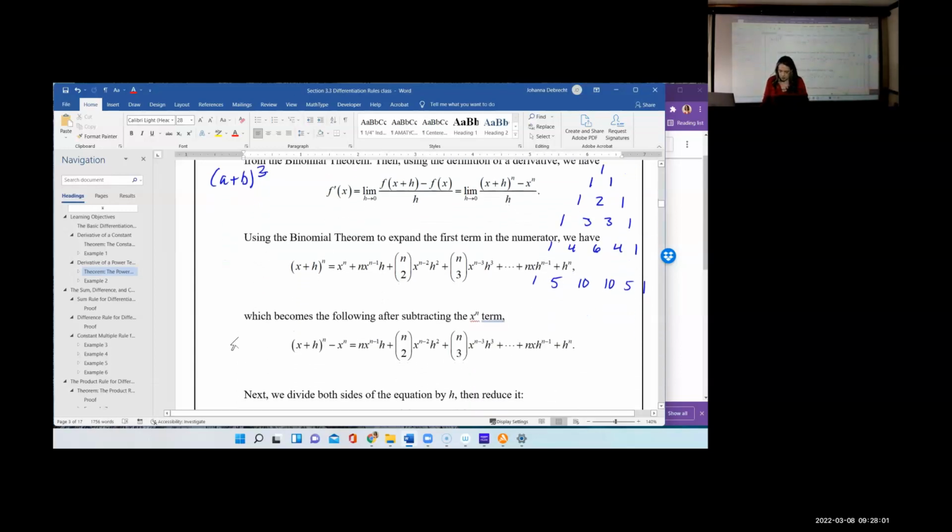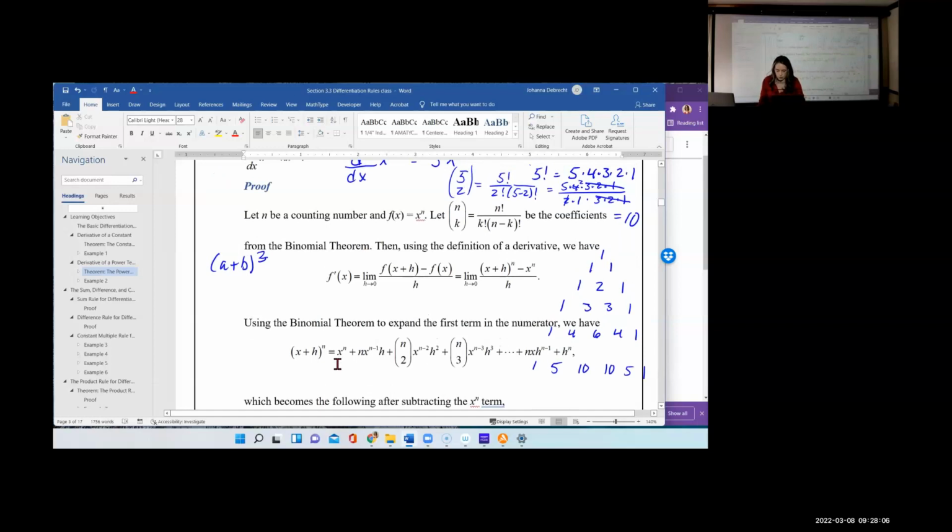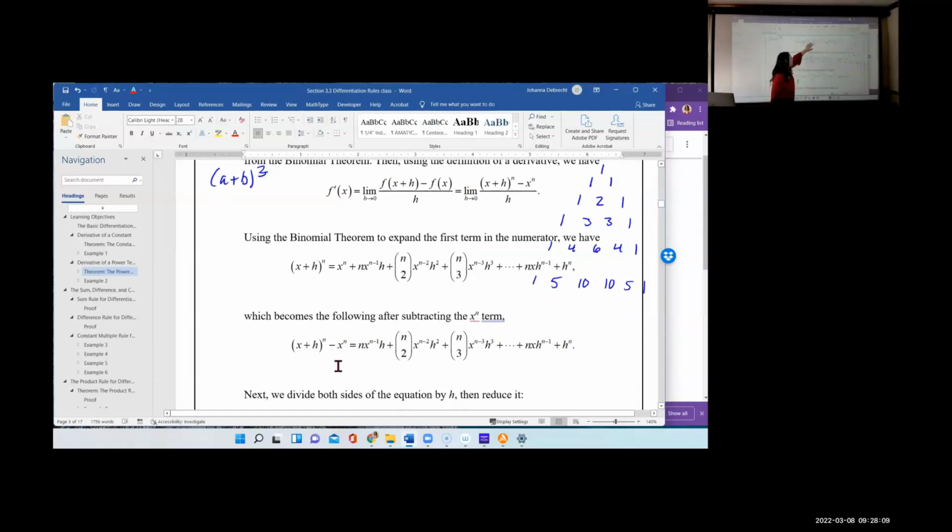Now, the next thing we're going to do, of course, is we have to subtract the x to the n term. So again, what we're doing is we're using this formula up here, f of x plus h, which is x plus h to the nth power, minus f of x, which is minus x to the n. So first we expand the binomial using the binomial theorem to generate the coefficients. And then we subtract the x to the n, which is going to take off this first term right here. All right. And it's going to leave the subsequent terms after it. So you see those right there.